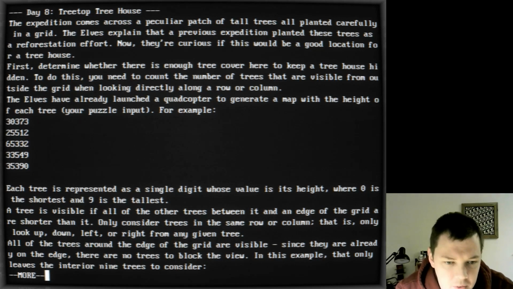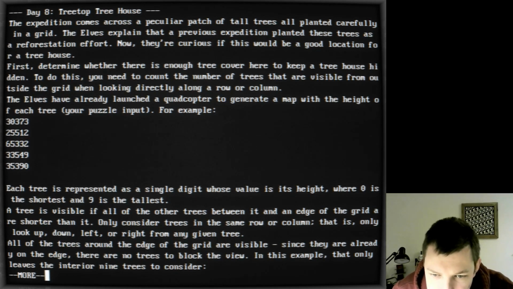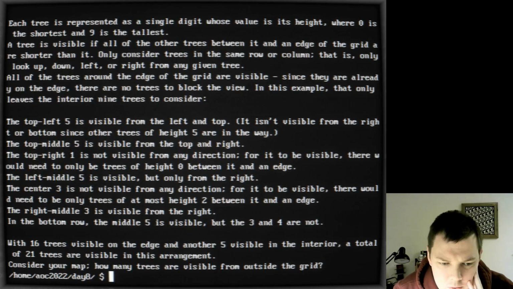The number in the map is the height of the tree. Each tree is a single digit. A tree is visible if all of the other trees between it and an edge are shorter. Up, down, left, right. Trees around the edge are visible. Is a 0 height tree still a tree? Yes. How many trees are visible from outside the grid?